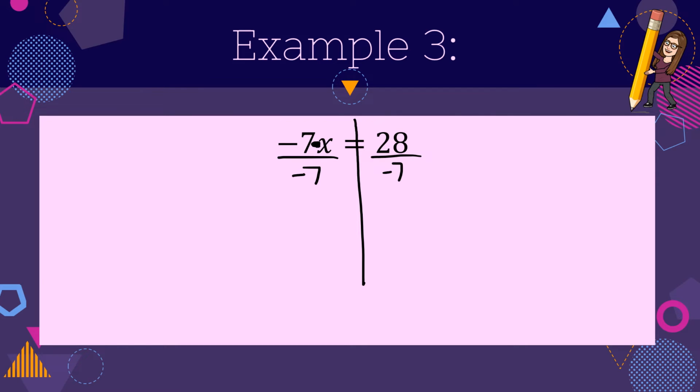So if it helps, I would recommend drawing that dot in there so you acknowledge what you're doing. A times -7 and a divide by -7 are inverse operations. The x falls down, the equals falls down. A positive divided by a negative is a negative, and 28 divided by 7 is 4.